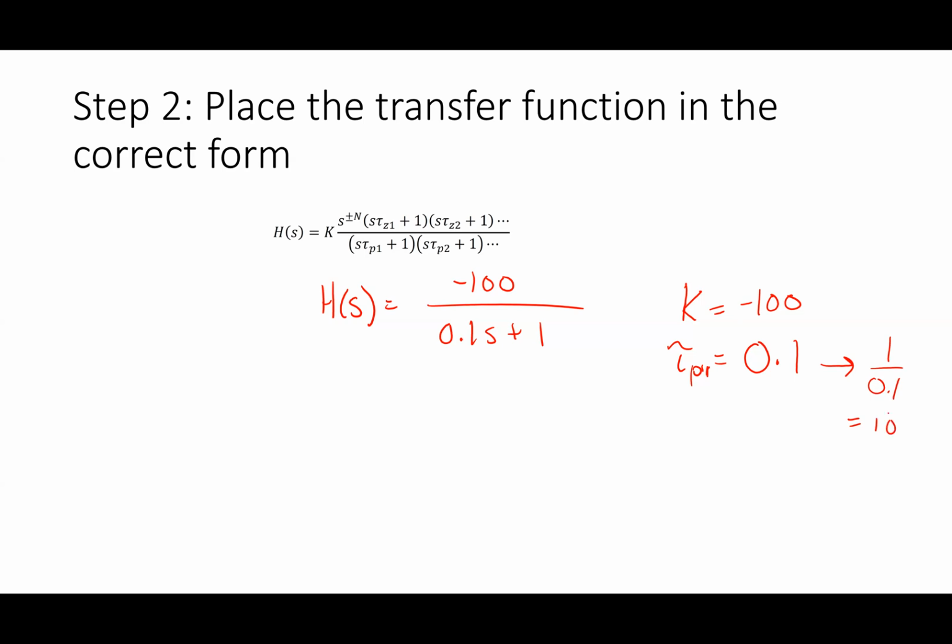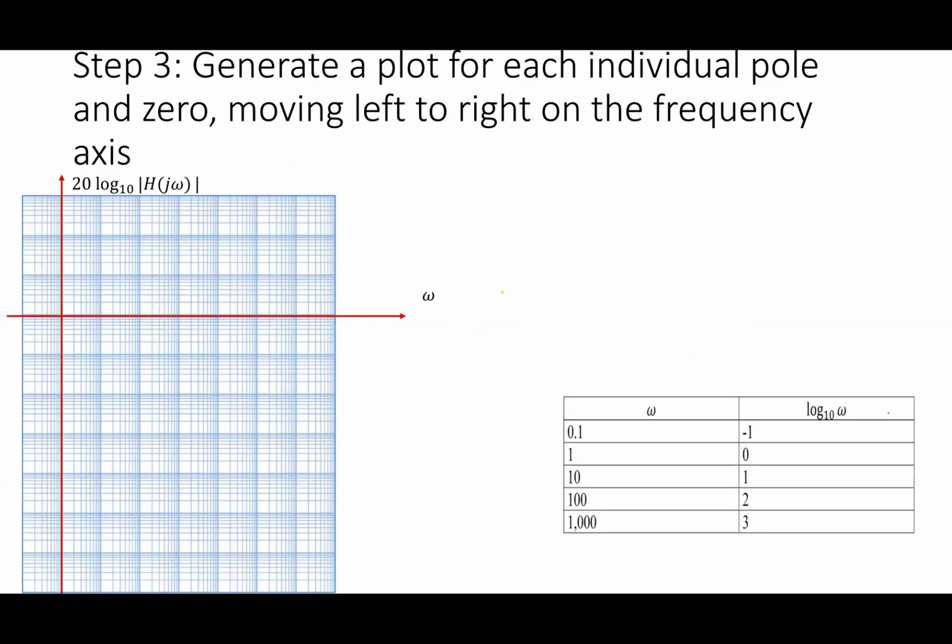Okay. All right. So what do I do? Step 3. Generate a plot for each individual pole and 0 moving left or right on the frequency axis. So let's do that. Now, to begin with, I got to label up the axes. We just did this not too long ago in lecture. Where do I start with this, right? I got my little table here to help me, right? So omega equal 0.1, the log of that is -1. Omega equal to 1, the log of 1 is 0. Omega equal to 10, the log of 10 is 1. The log of 100 is 2. The log of 1,000 is 3, right? So I've got that.